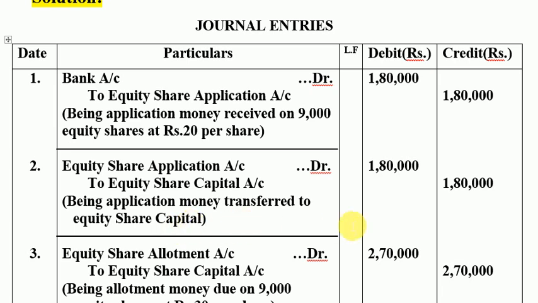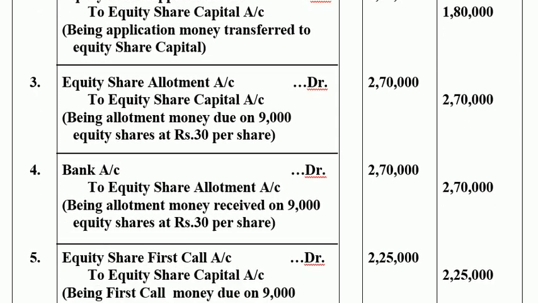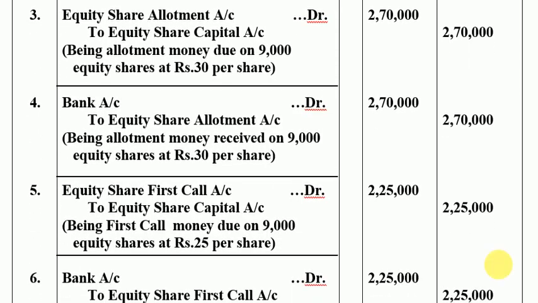Two entries done. Then we have to make the entry due for allotment, and entry due for allotment is entry number 3, which says equity share allotment account debit to equity share capital account, being allotment money due on 9,000 shares at rupees 30 per share, which makes 2,70,000 for debit and 2,70,000 for credit.